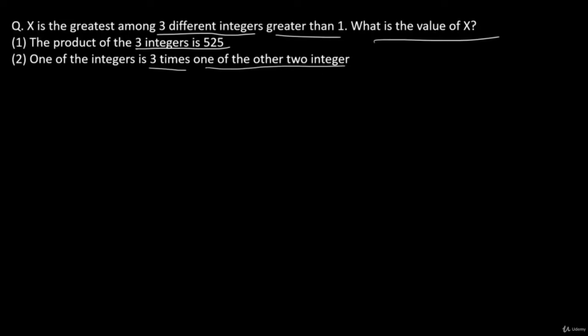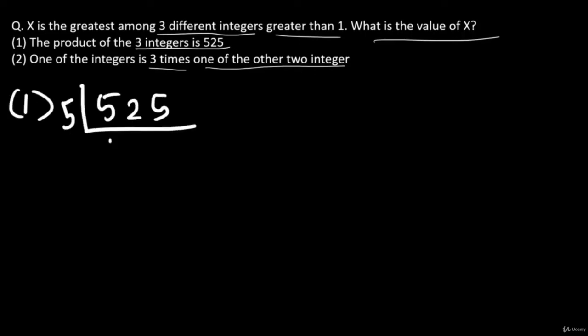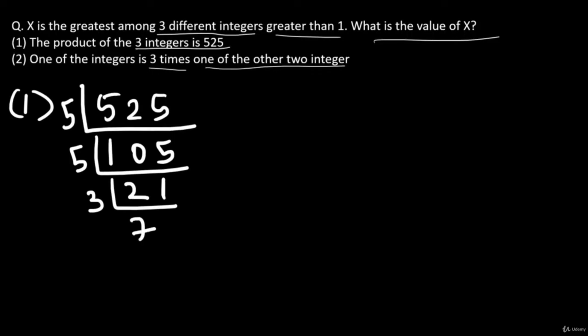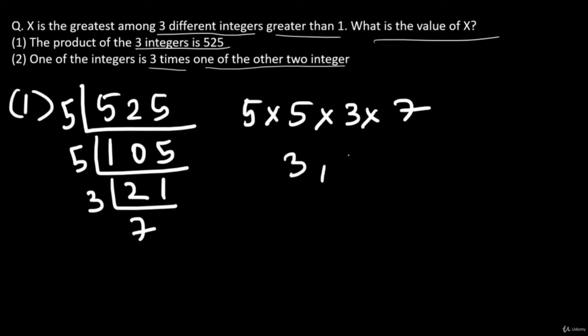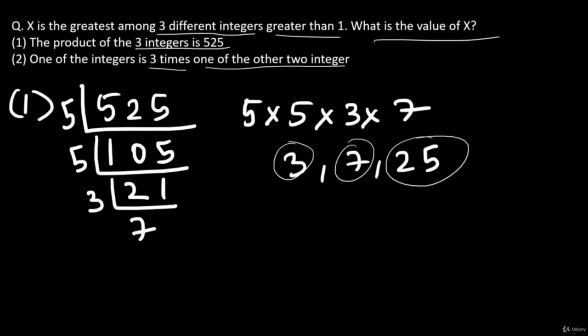Alright, we are back. I hope you have given it a try. Let's do it together. Statement 1 says the product of the three integers is 525. Let's factorize 525. I can see that 525 can be written as 5 into 5 into 3 into 7. So I can express these as 3 into 7 into 25. The three numbers could be taken as 3, 7 and 25, or I can take it as 3, 5 and 35, etc. Right? So clearly this statement alone is not sufficient.